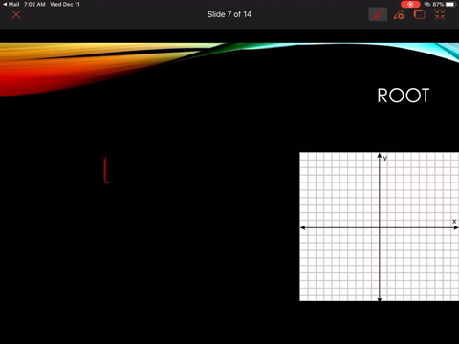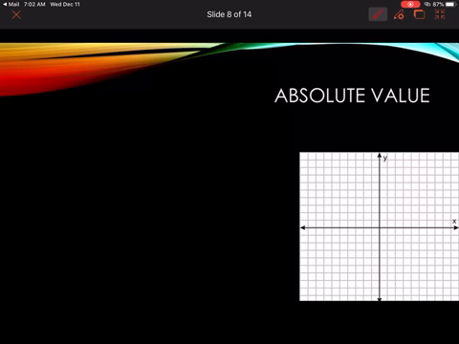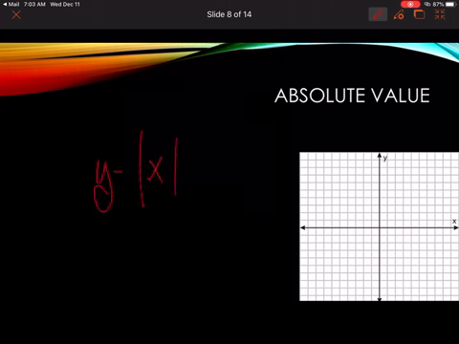Root. That means we're taking the square root of x. Once again, we start at 0, 0. And it goes off like that, like a Nike swoosh. So absolute value. So we've talked about absolute values a lot. They form a V on the graph.